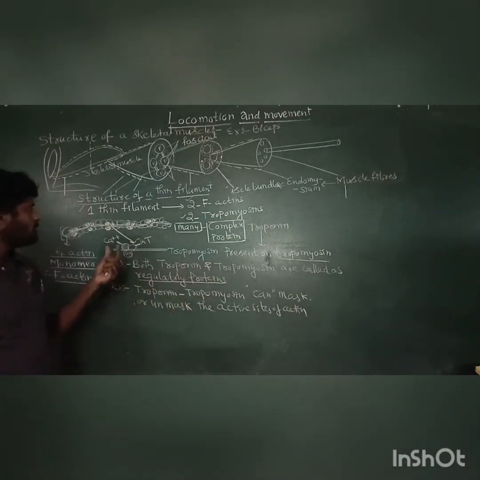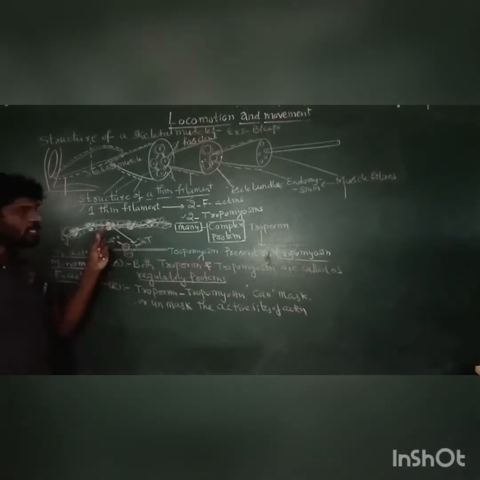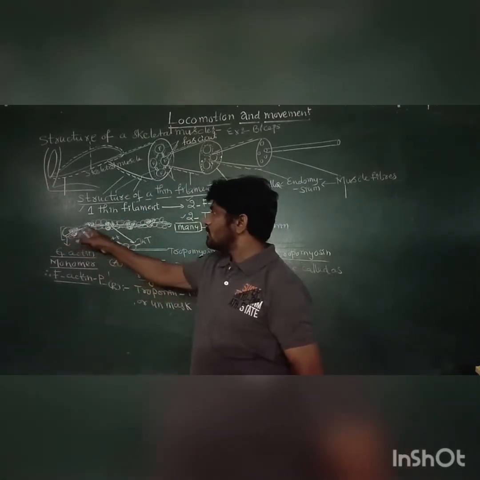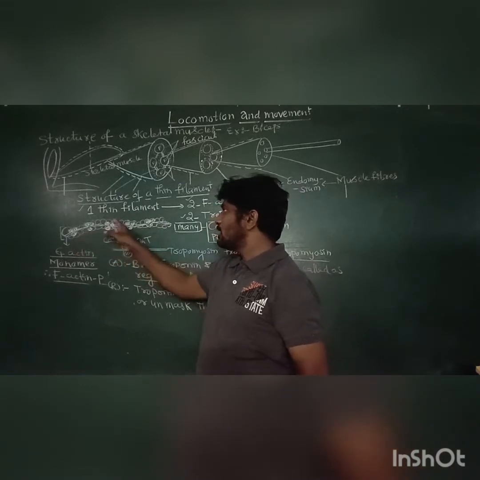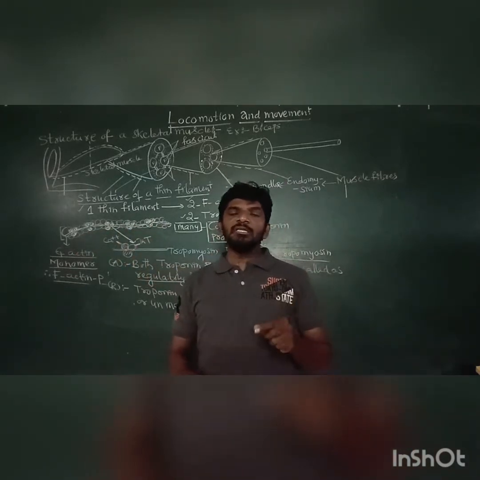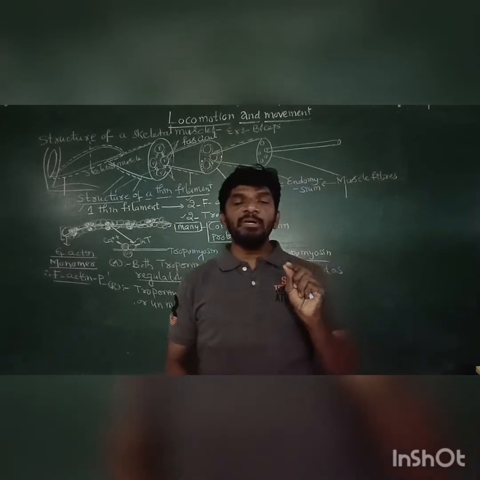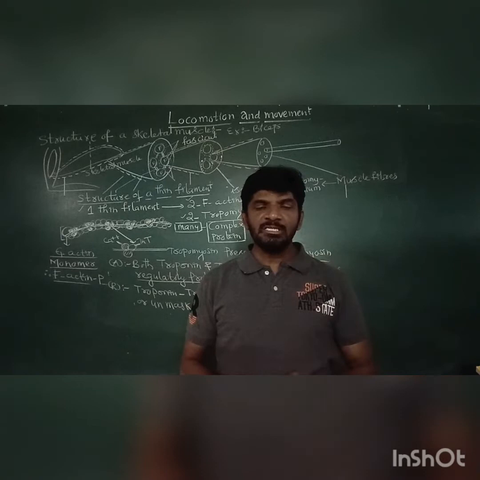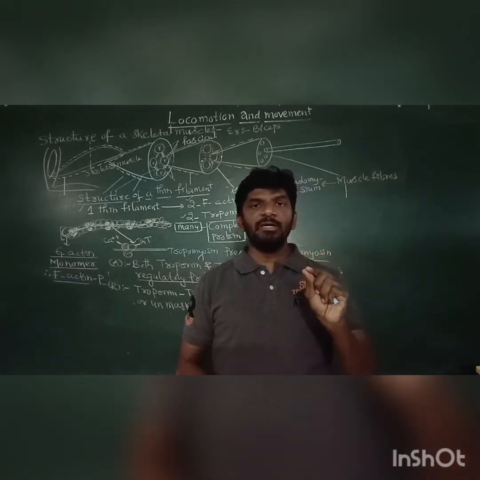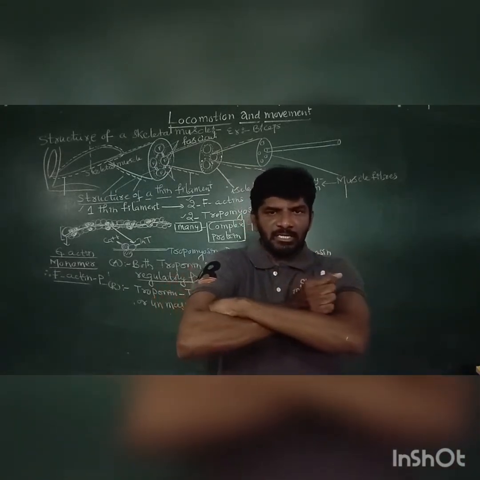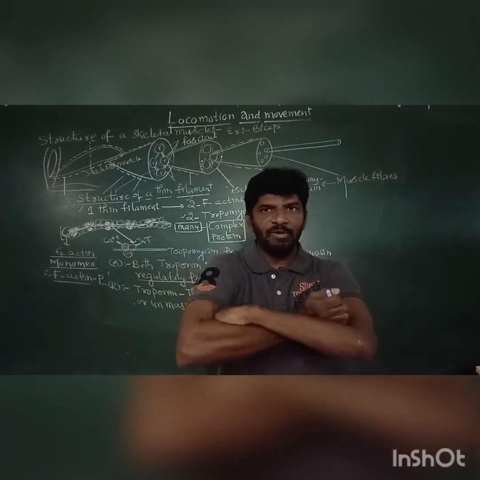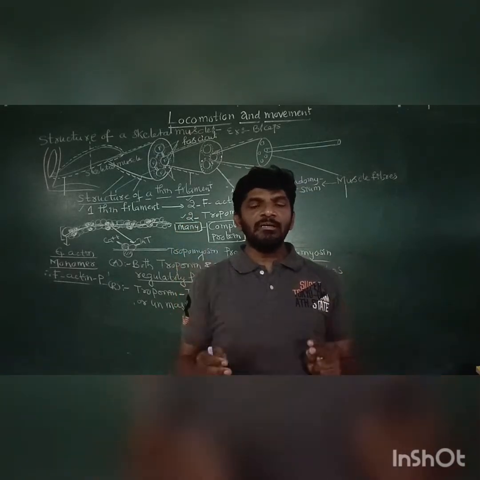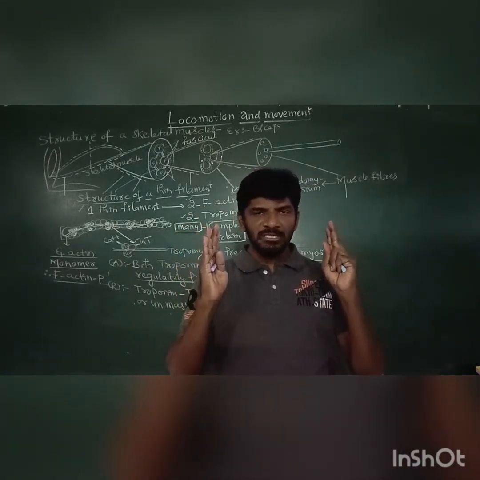I explained up to the structure of a thin filament. Each thin filament contains two F actins. F actin, filamentous actin, is the polymer, and the monomers are the G actins. Two F actins are twisted like this, and also two tropomyosins are present. The length of the F actin and the length of the tropomyosin are similar.